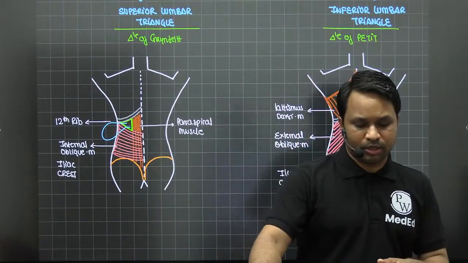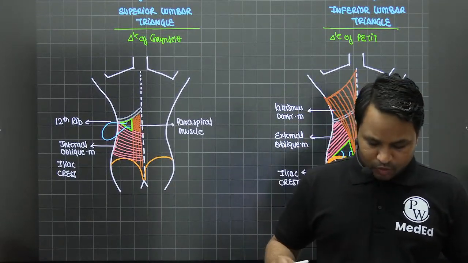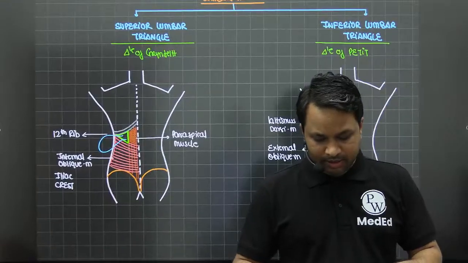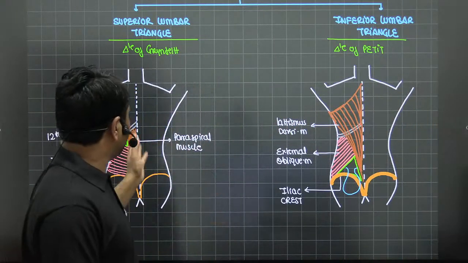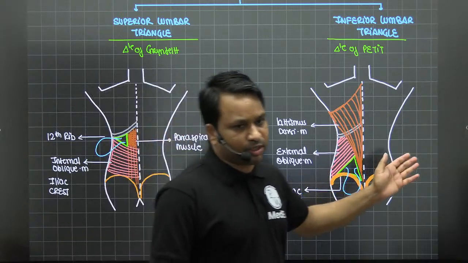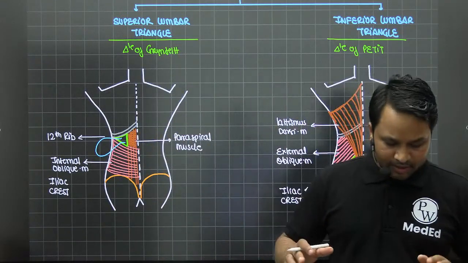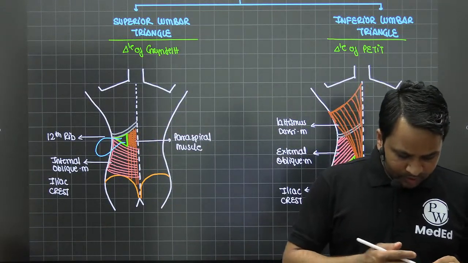So two important concepts that I've just given you with respect to the lumbar hernias, that you should know, are the two defects from where it can arise. Number one is your superior lumbar triangle, another one is your inferior lumbar triangle, and both of them are equally important, right?